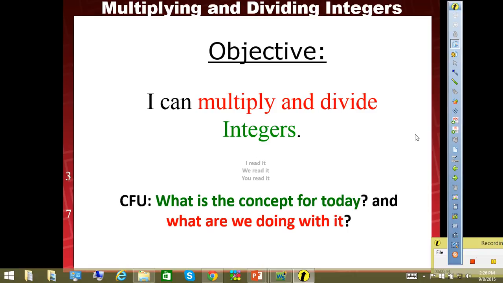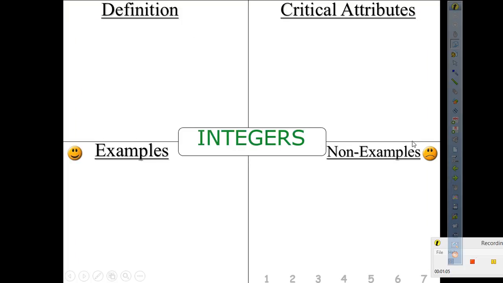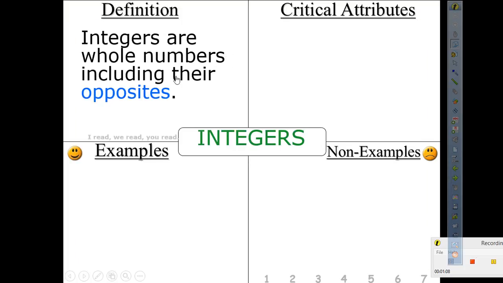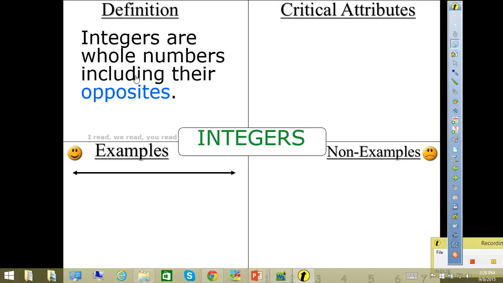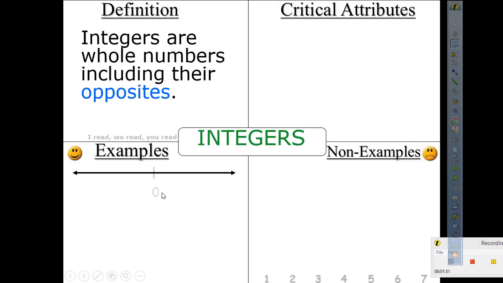So, integers, what are they? Who remembers? Integers are whole numbers including their opposites. Remember that? So fill that in, please. And then examples, I gave you guys the number line. So fill in your examples for the number line. See if you remember what to do from there. We said whole numbers include 0, 1, 2, 3, and so on, and their opposites are -1, -2, -3, and so on.